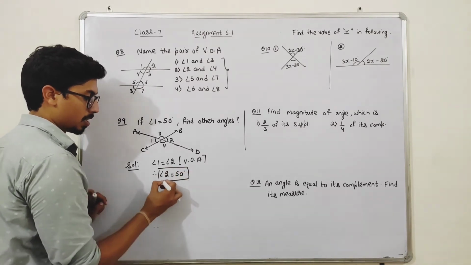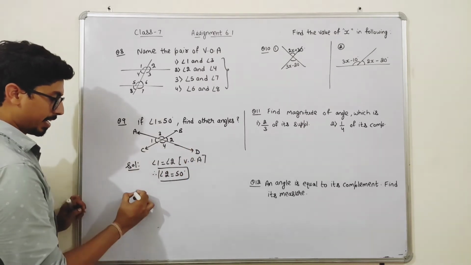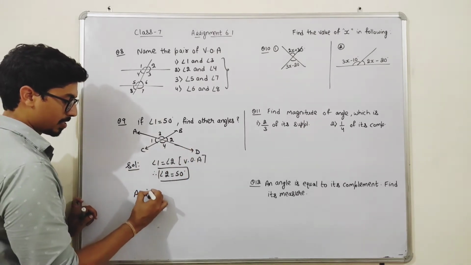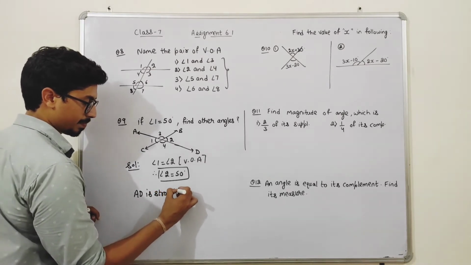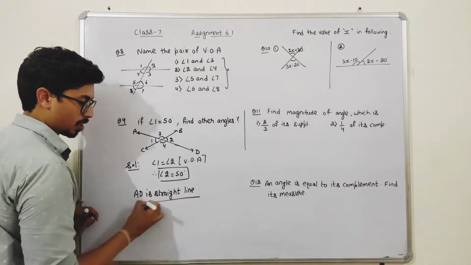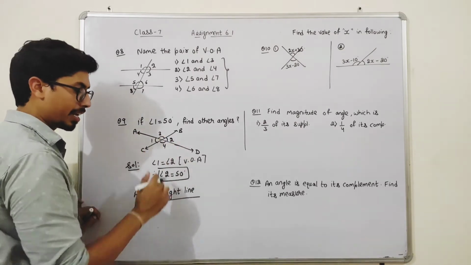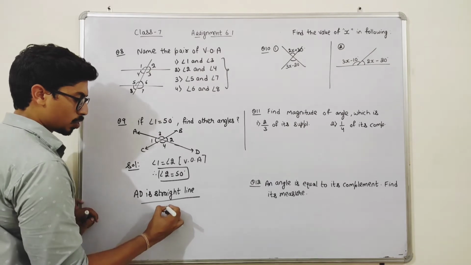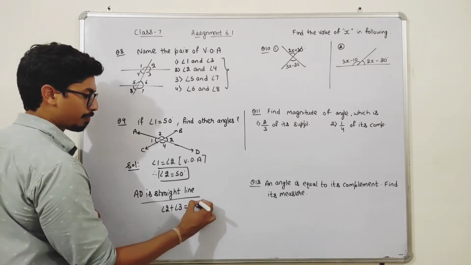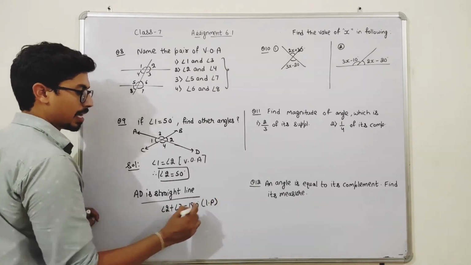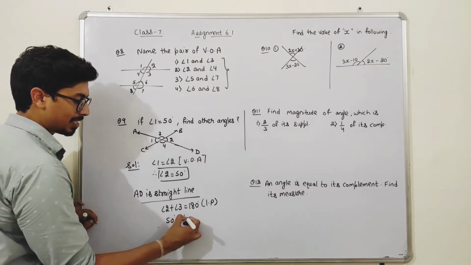Now students, this AD is a straight line. So the sum of these two will be 180 degree because of linear pair. So angle 2 plus angle 3 will be 180 degree because of linear pair. Angle 2 is 50 degree. Angle 3 as it is.